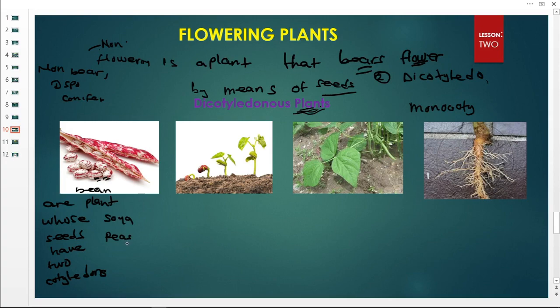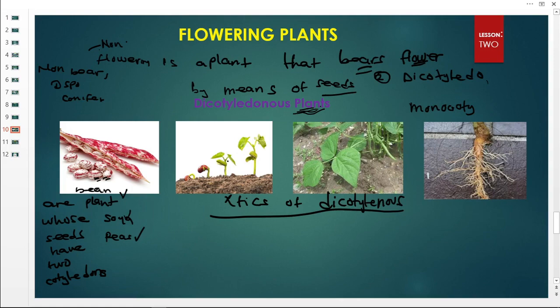We've said dicotyledonous plants are plants whose seeds do have two cotyledons. Examples, we have the bean plants, the soya bean plants, and the peas. So now let us look at the characteristics of the dicotyledonous plants.